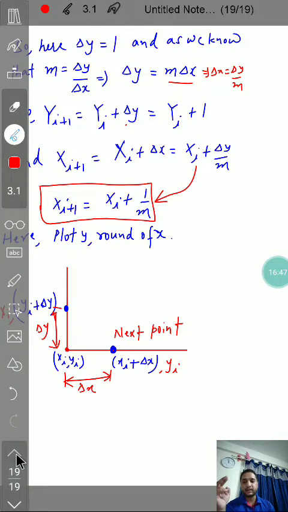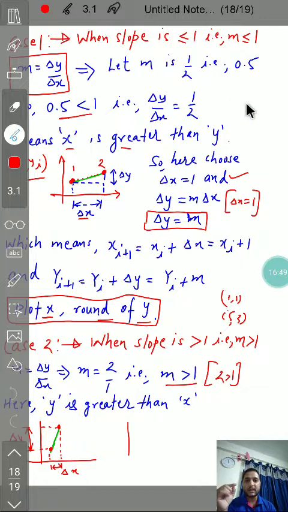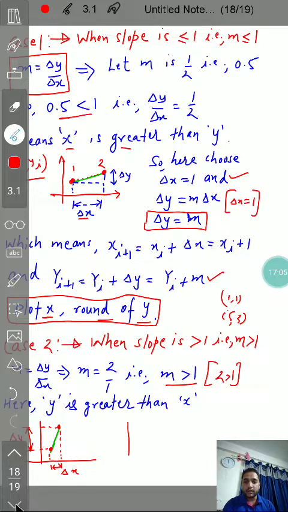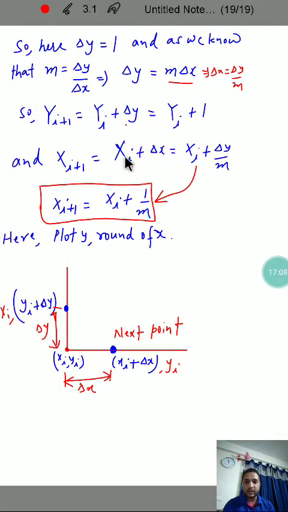Now if we summarize this algorithm, we have two cases over here. The first case is when the slope is less than or equal to 1, then you will have to plot x and round y. It means you take a unit increment in x and calculate the y value, that is yi plus m. Now if the slope is greater than 1, then you will have to plot y and round off x, and xi plus 1 will become xi plus 1/m. So these two formulas we will use in questions.